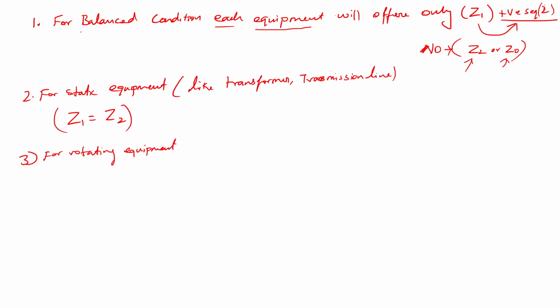While drawing the sequential network, we need to be smart in such a way that we don't find Z2 directly; I will take Z1. So such type of knowledge you should have. So I am telling these points. For rotating equipment like alternators or motors, I'll take the alternator.